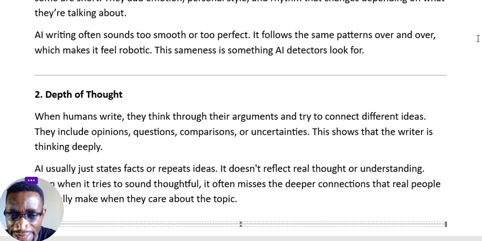When humans write, they think through their argument and try to connect different ideas. You can't just be writing. You think deep.